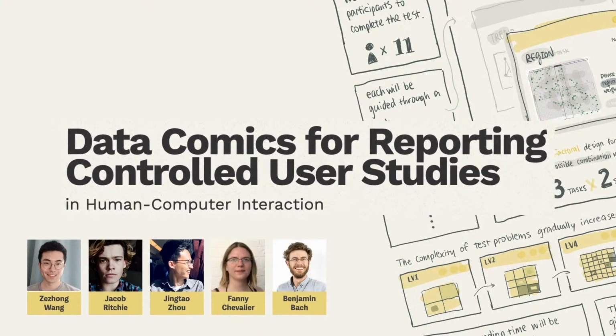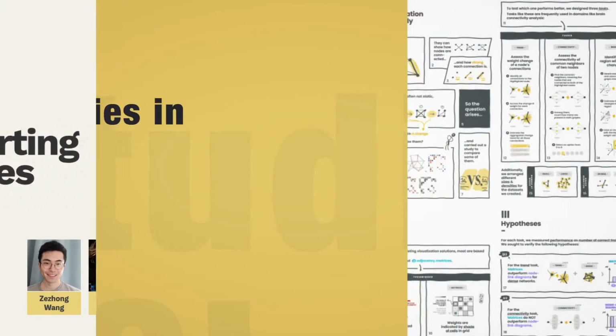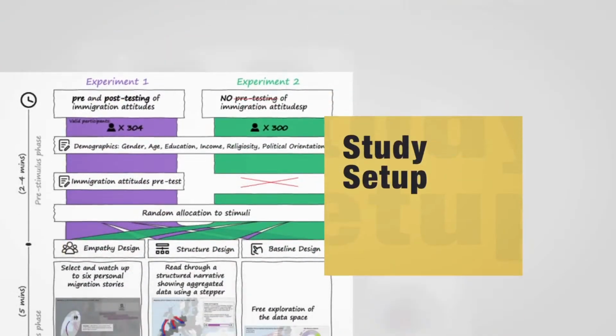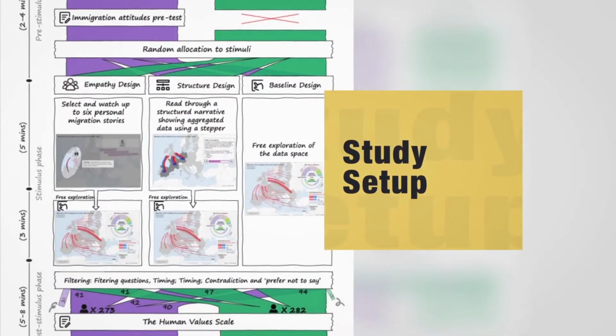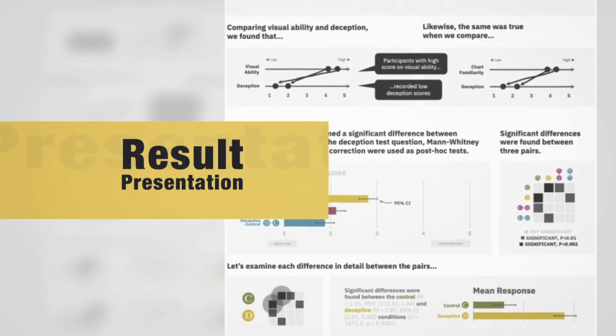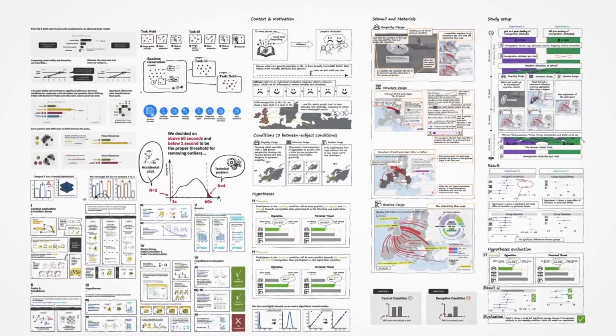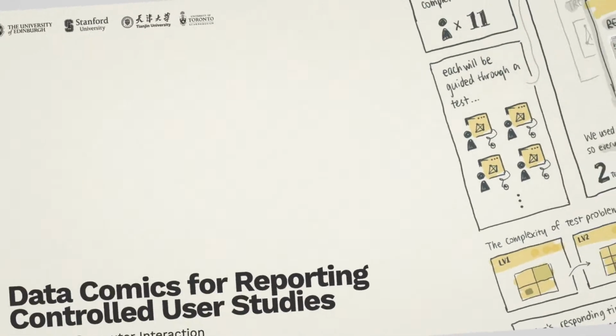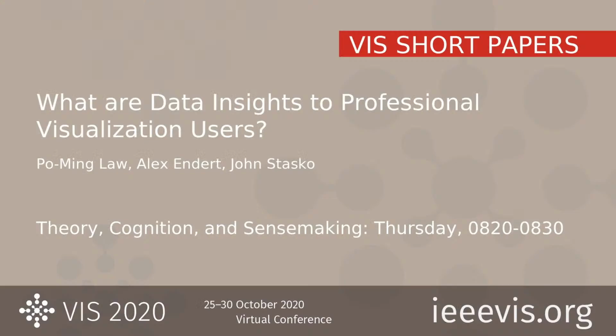Studies in HCI follow similar steps in explaining hypotheses, laying out a study setup, and reporting results. Many of these decisions are buried in dense scientific text. We contribute a set of examples of how data comics support that reporting, providing an initial set of concrete ideas for how to communicate common stages of HCI studies and statistical analysis.